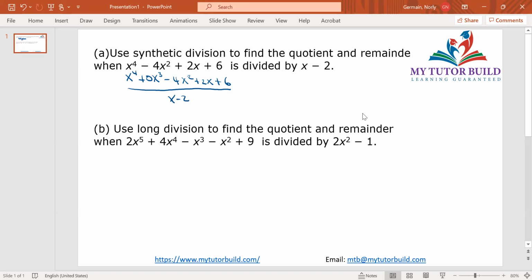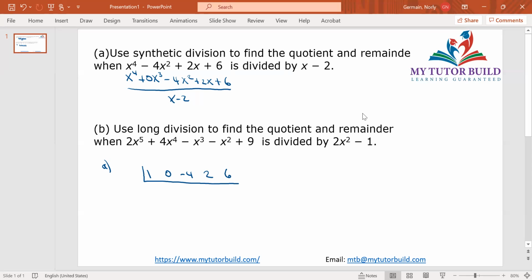How do we proceed with the synthetic division? First of all, we write the coefficient of each term. We have 1x power 4, we have 0x power 3, we have negative 4x power 2, we have 2x, and we have 6. As you see, we take the coefficient of each of them, also adding the constant term. We set it this way.